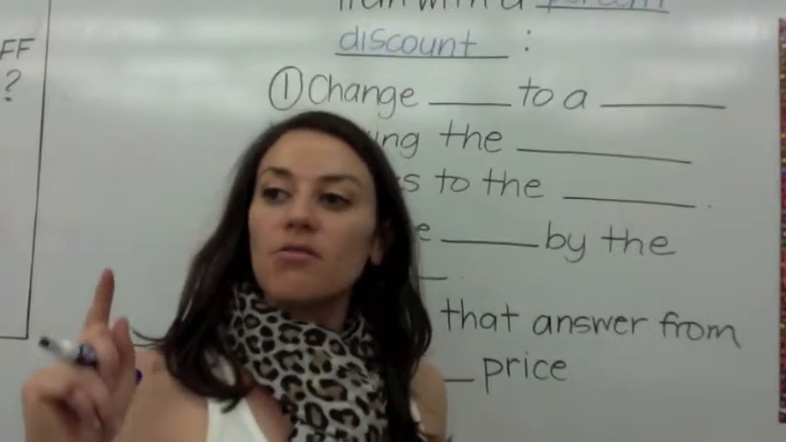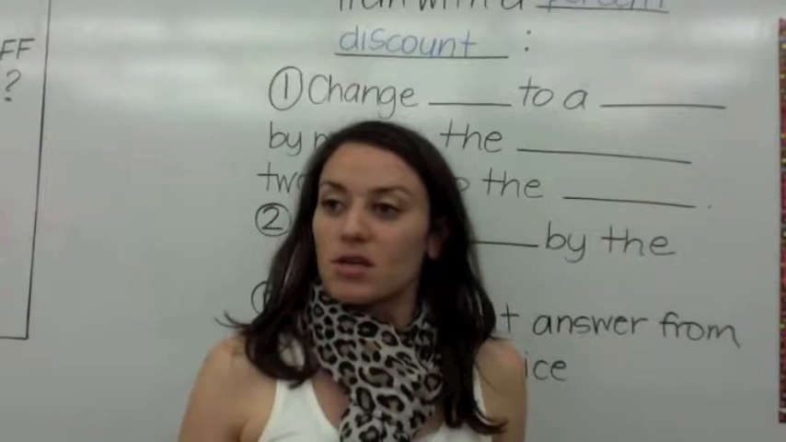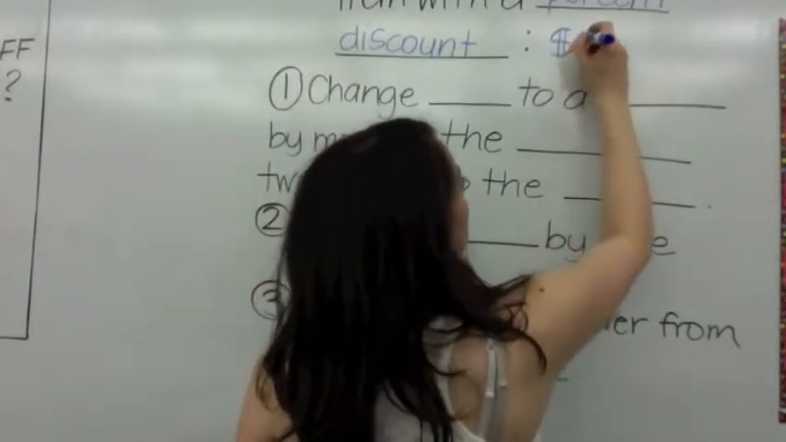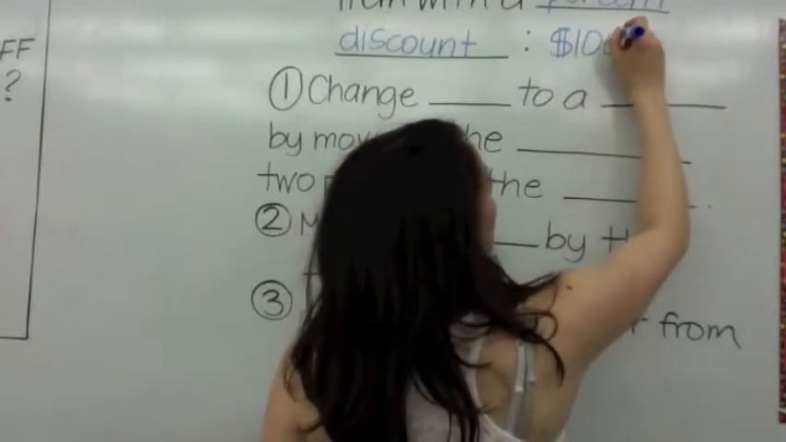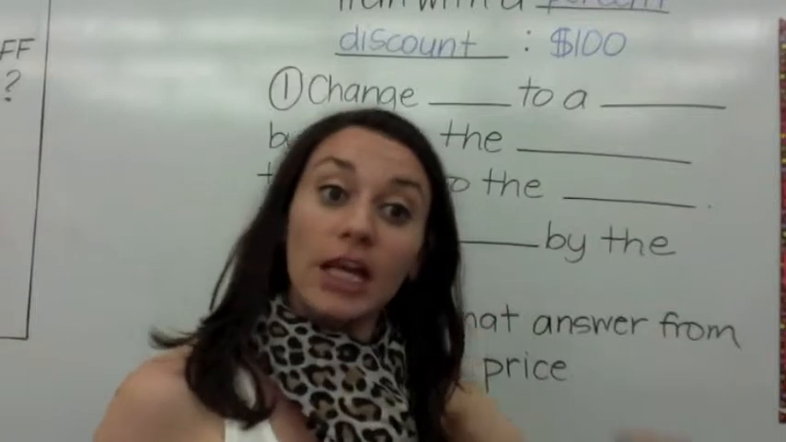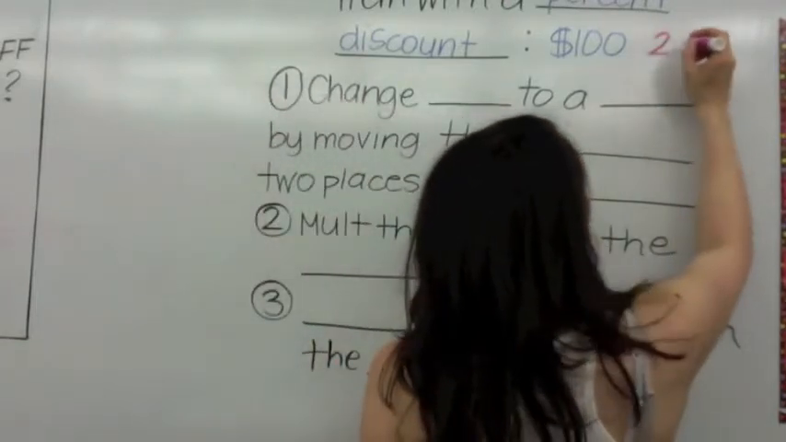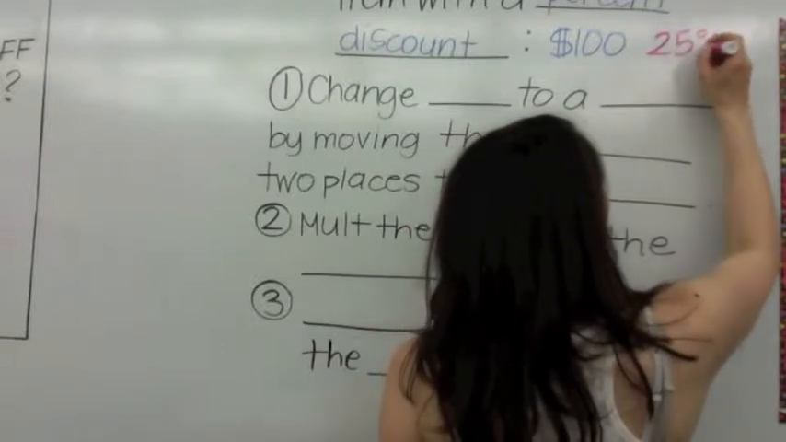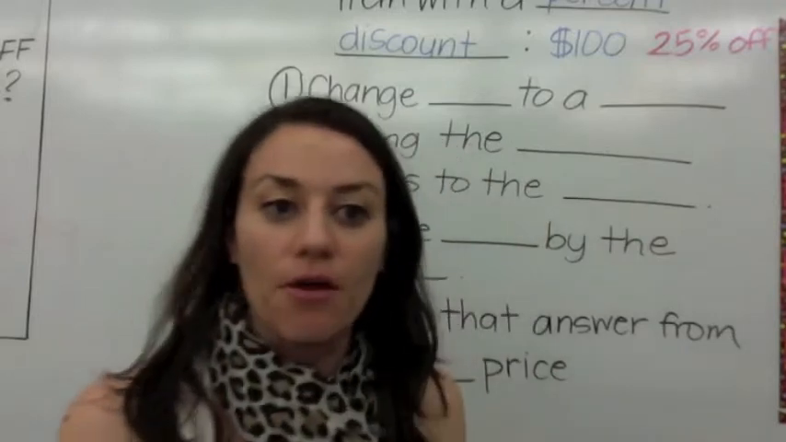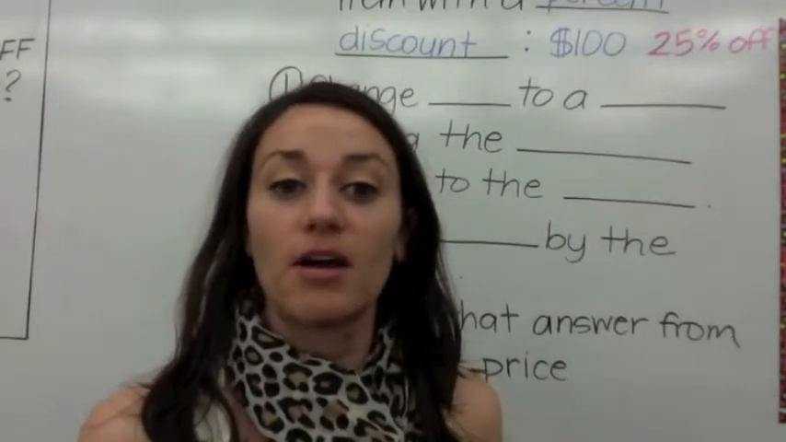Okay, we're going to make it really easy. Let's say you go to a store and you want to buy a used iPhone. Let's say the price of the iPhone is $100. It's used. The store really wants to get rid of it. They want to sell it to you. So they say, you know what? We're going to sell you that iPhone for 25% off. That's a great deal, right? Well, how much money is that iPhone actually going to cost you?